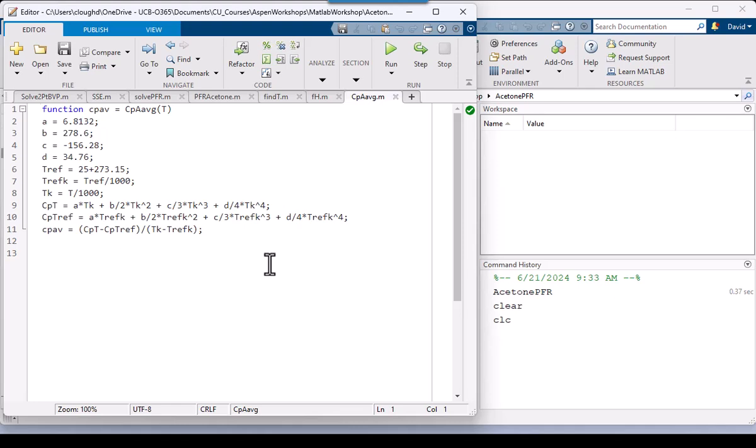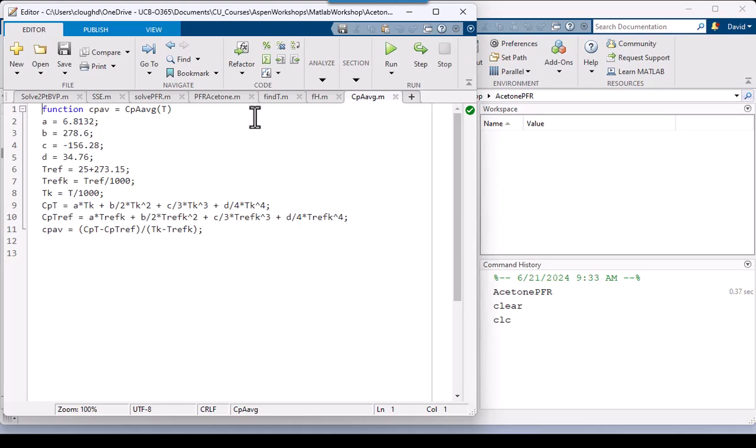And this is just a fairly standard procedure for taking our temperature and then reducing it by 1,000 and putting it into our formula for the heat capacity and average heat capacity calculation, where these are integrated terms in terms of temperature. And so that handles that for us.